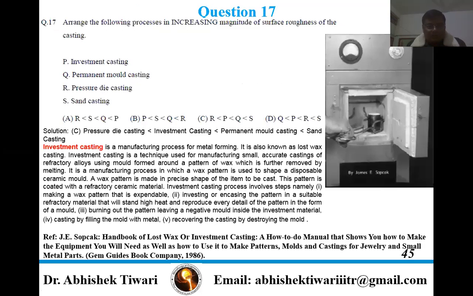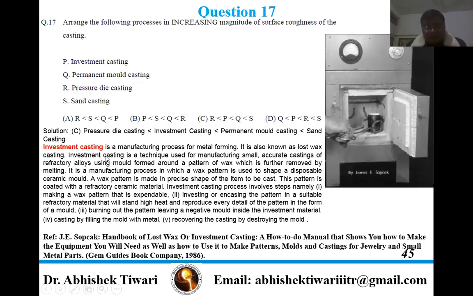Now, question number 17. Arrange the following processes in increasing magnitude of surface roughness of casting. The first is investment casting, permanent mold casting, pressure die casting, and sand casting. So, increasing order of roughness is pressure die casting, then investment casting, then permanent mold casting, and then sand casting. So, this is the typical investment casting procedure.